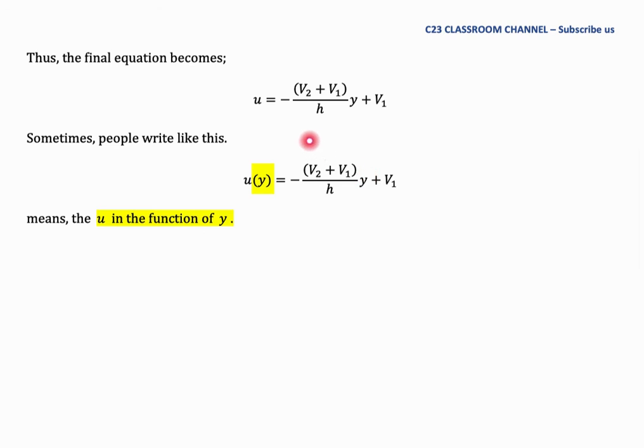Then we substitute into the equation. We have the final equation: u equals minus (v2 plus v1) over h times y, plus v1. Sometimes people write it like this: u(y) equals minus (v2 plus v1) over h times y, plus v1. The meaning of u(y) here, y in brackets, is u as a function of y. Please be careful. Sometimes students will take it as u times y. It is not u times y, it is just a function. So how to read this is u as a function of y.